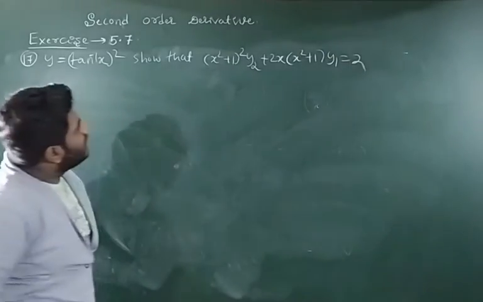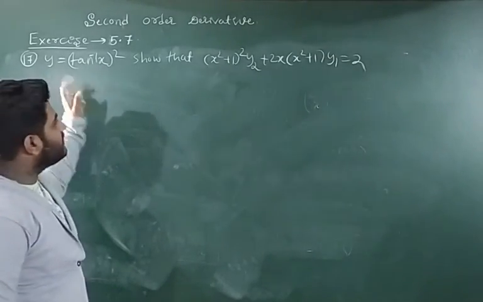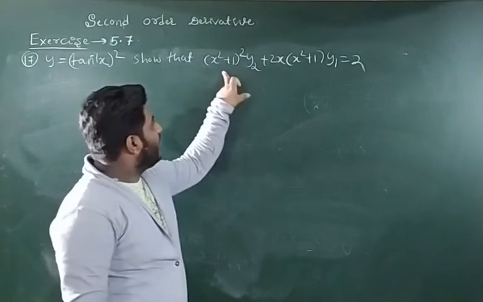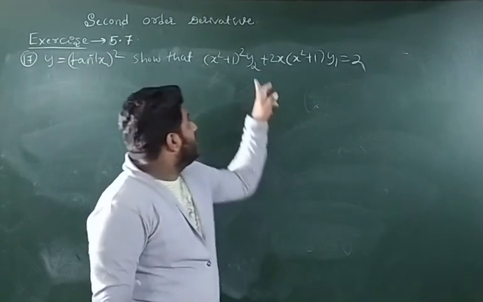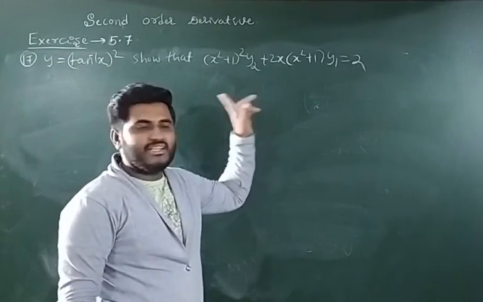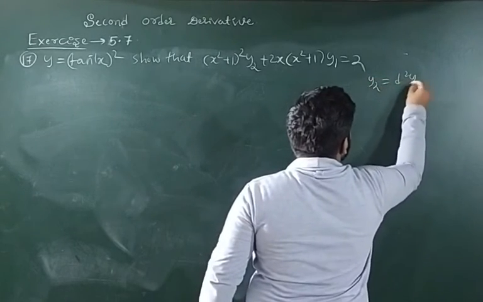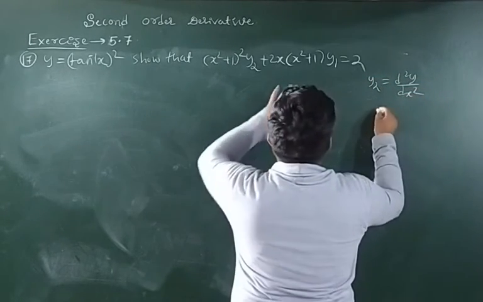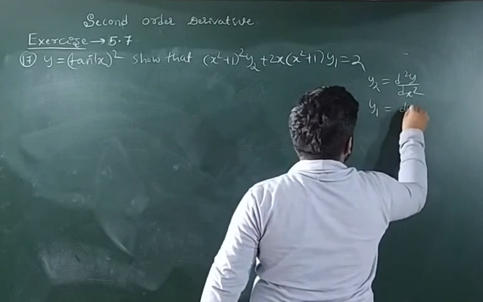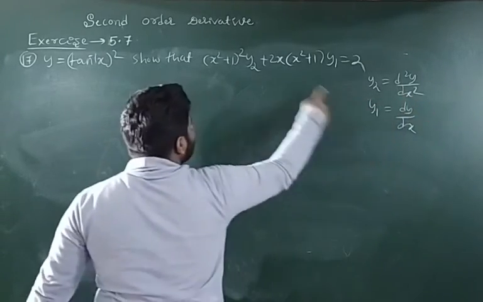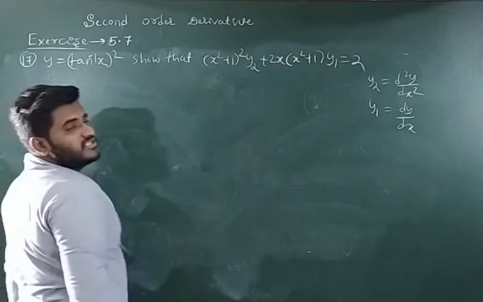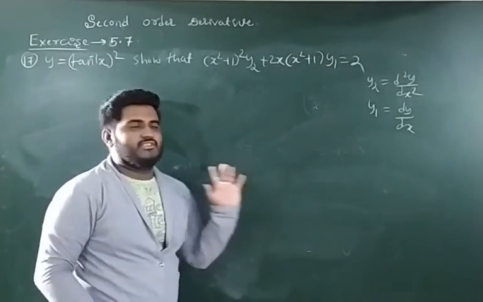We have to show this. We are given with y. So we have to show that this is equal to 2. What is y2 here? y2 is nothing but the second order derivative, d square y by dx square. Then y1 is nothing but dy by dx. We have to find these two values and put them into this equation, and we can get that RHS 2.